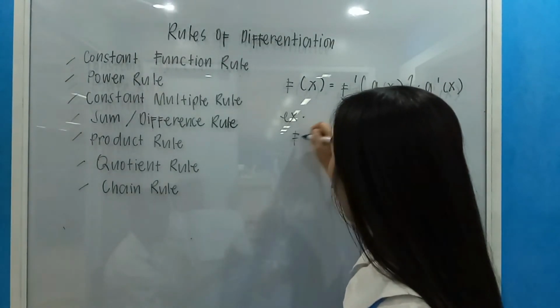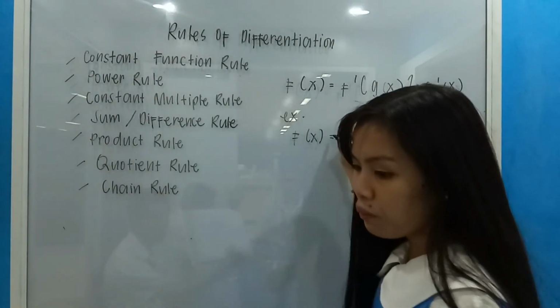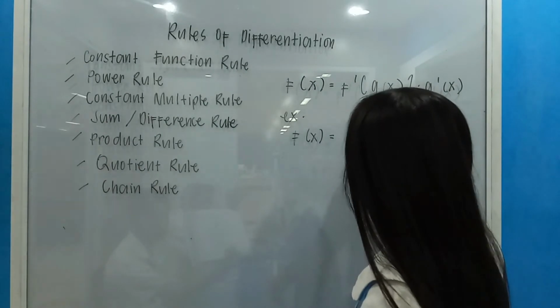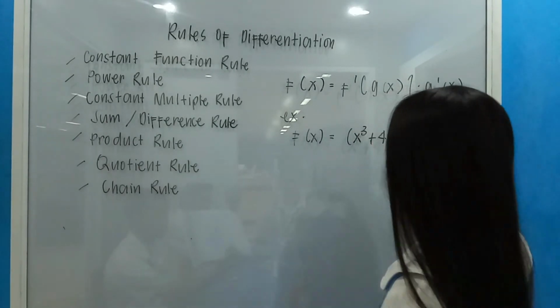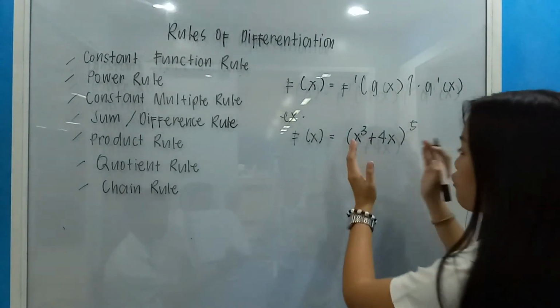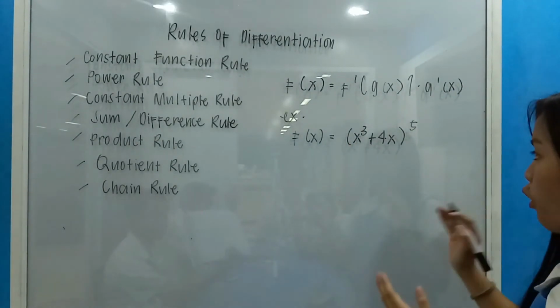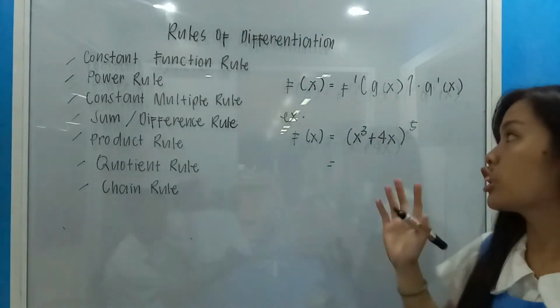Now let us observe this rule by this example. We have f of x equals x cubed plus 4x, raised to 5. As you can see, our inner function is x cubed plus 4x. Now let us apply the chain rule.